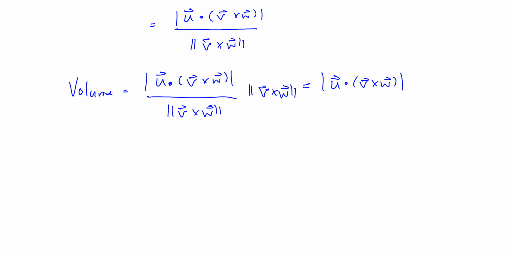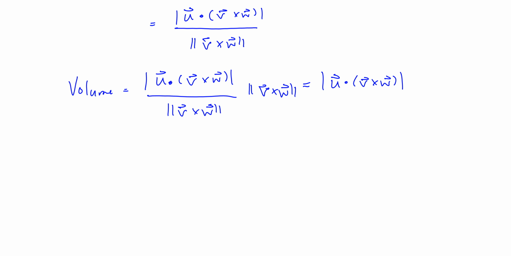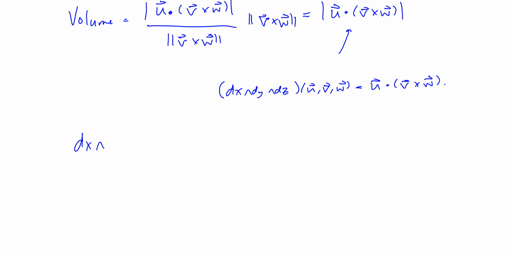So that's pretty cool, because that's exactly what we had before. Remember that our dx wedge dy wedge dz of u, v, w was u dot v cross w. So again, we're getting a signed volume here. Since the volume is the absolute value, this is a signed version of it. So dx wedge dy wedge dz is usually referred to as the volume form.